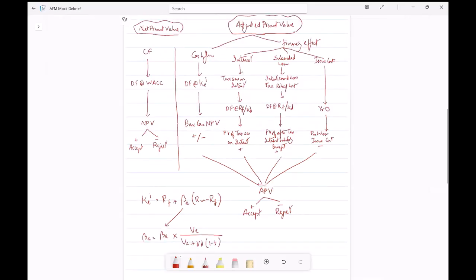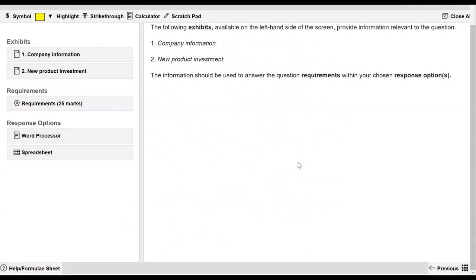So, using this basic concept, now let's head into this question. Fulftig company has got two exhibits, requirements, and two response options: word processor and the spreadsheet. Let's read the exhibits. No, that is not the approach.